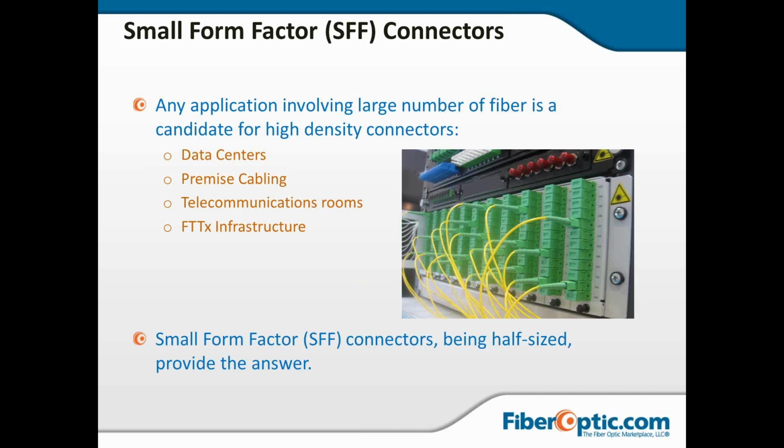We can only get so tight on the standard size connectors. So, the small form factor connectors provide that answer. Most of them are approximately half the size, and we can get twice as many of them into the same space as we had for one standard size connector. We can double our capacity in one changeout. Double our capacity in the same amount of rack space.